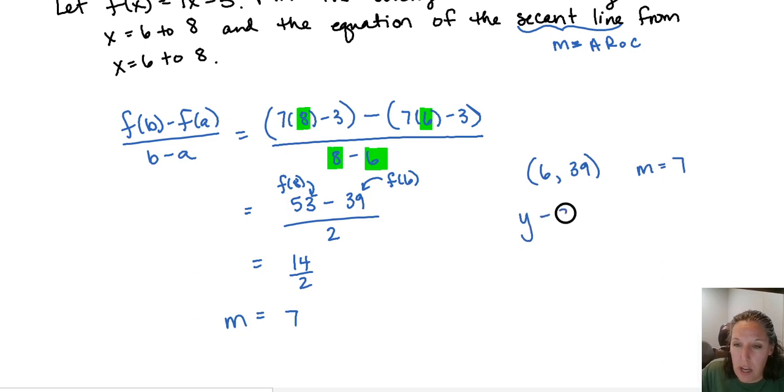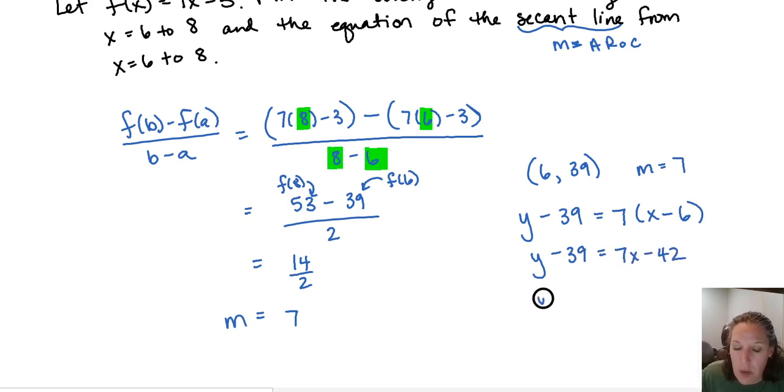So we get y minus y1 equals m times x minus x1. Distributing that 7, we're going to get 7x minus 42. And then if we add 39 to both sides, that's going to be a negative 3.